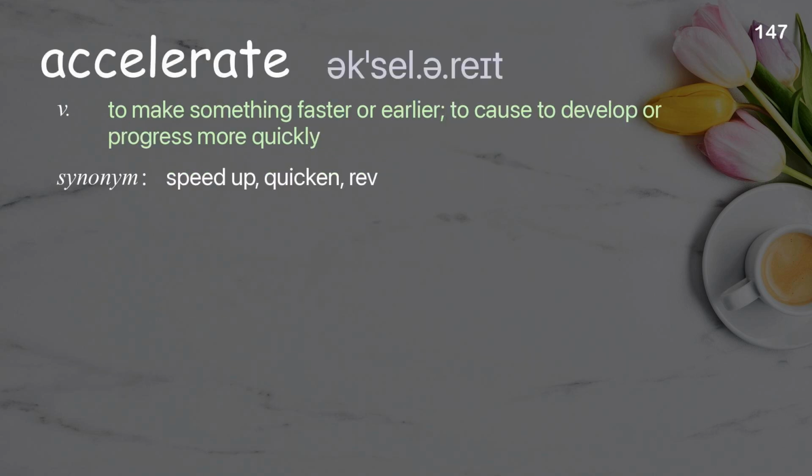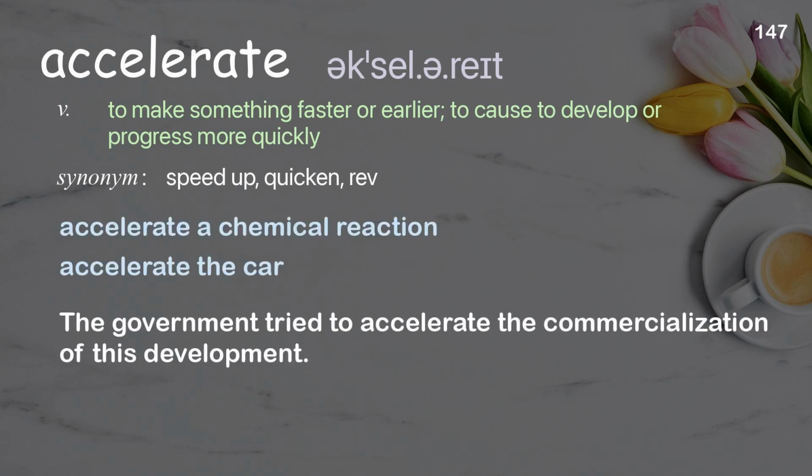Accelerate. To make something faster or earlier; to cause to develop or progress more quickly. Examples: Accelerate a chemical reaction. Accelerate the car. The government tried to accelerate the commercialization of this development.